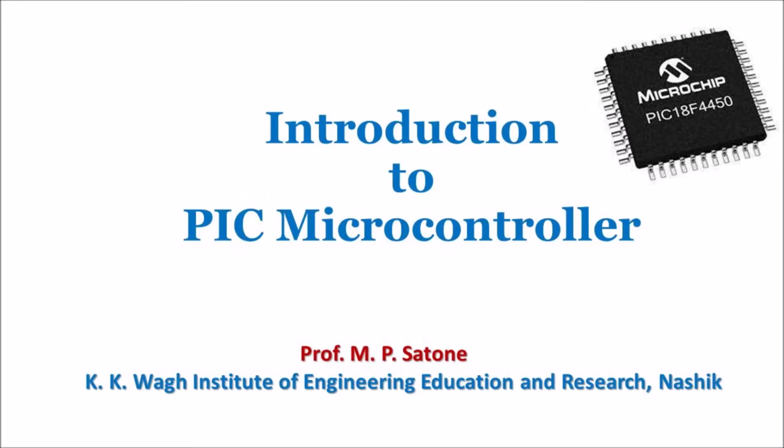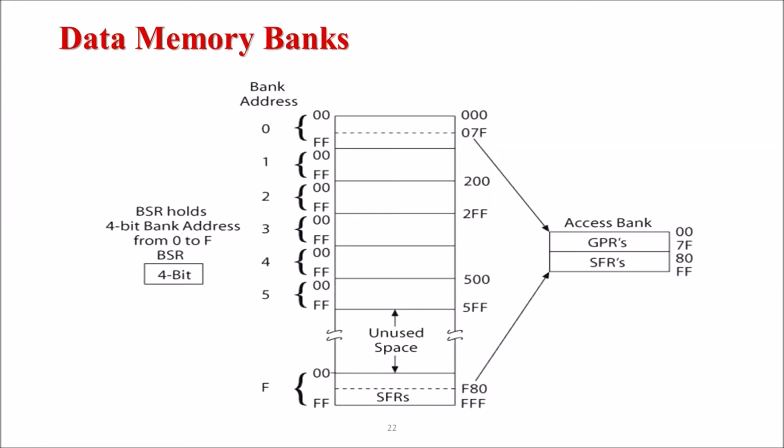Welcome to the lecture Introduction to PIC Microcontroller Part II. In last lecture, we have discussed about data memory bank. So data memory is 4 kilobyte and it is divided into 16 memory banks or data banks. And each bank we can use to store data.